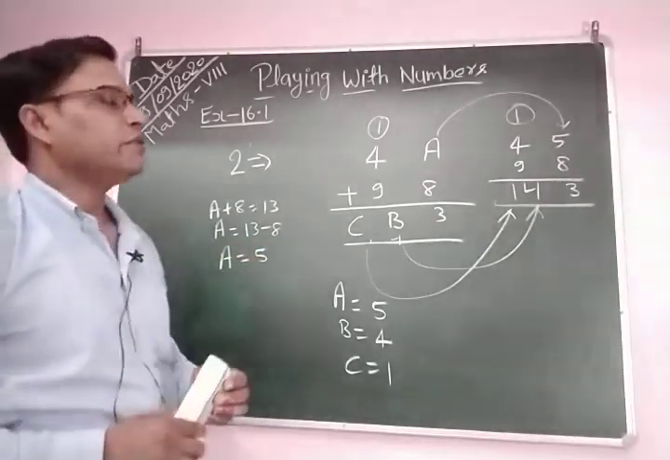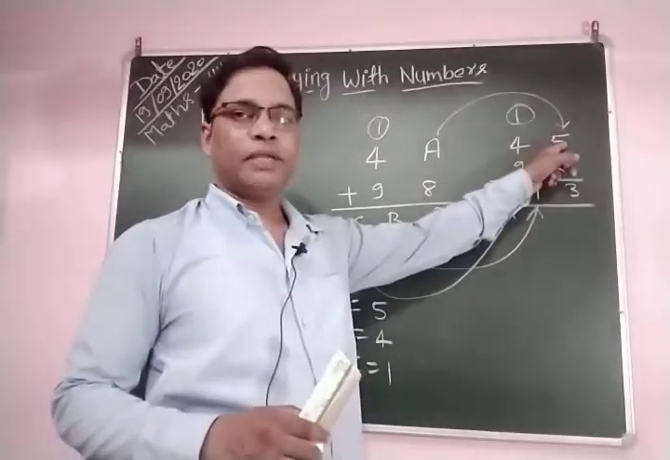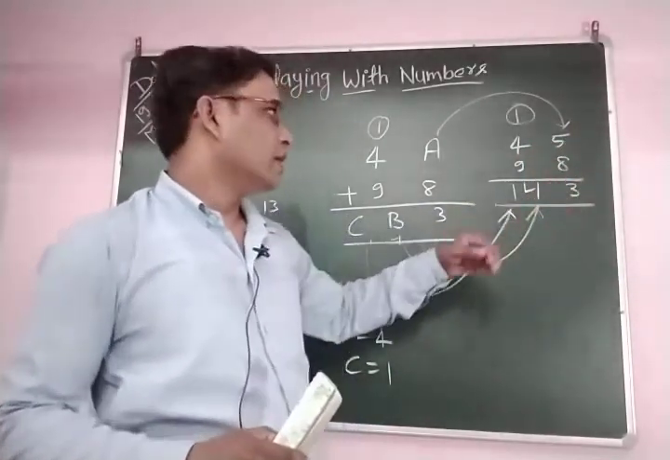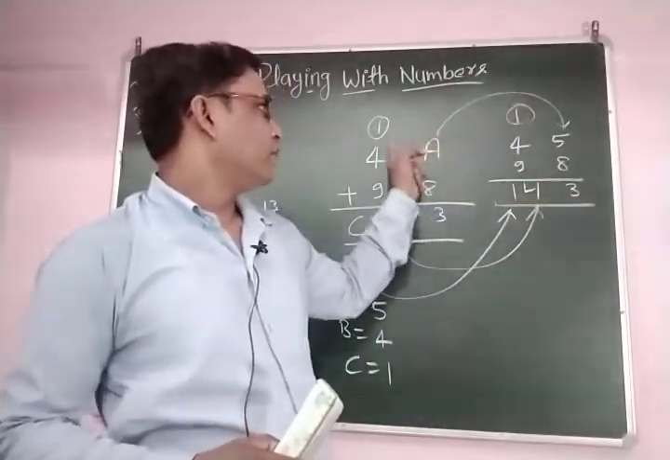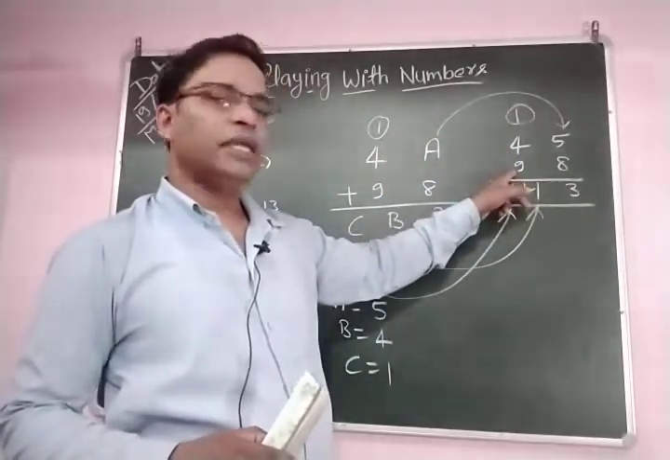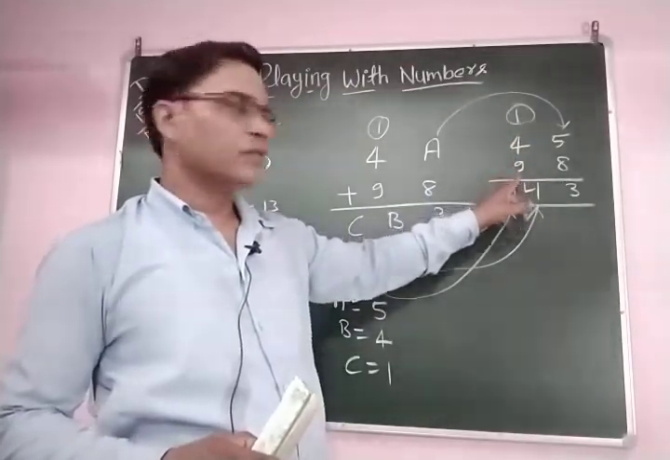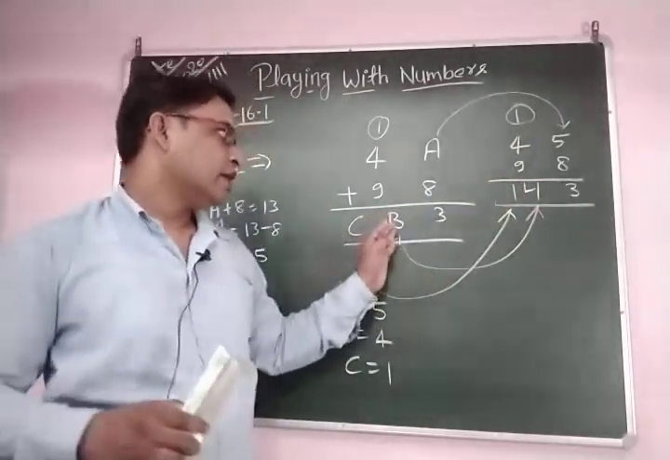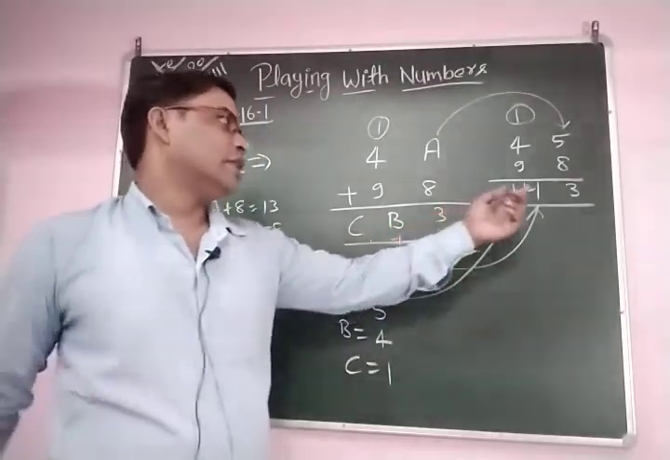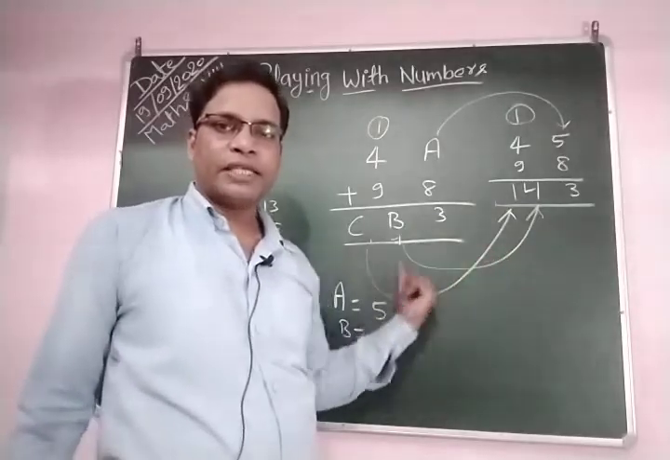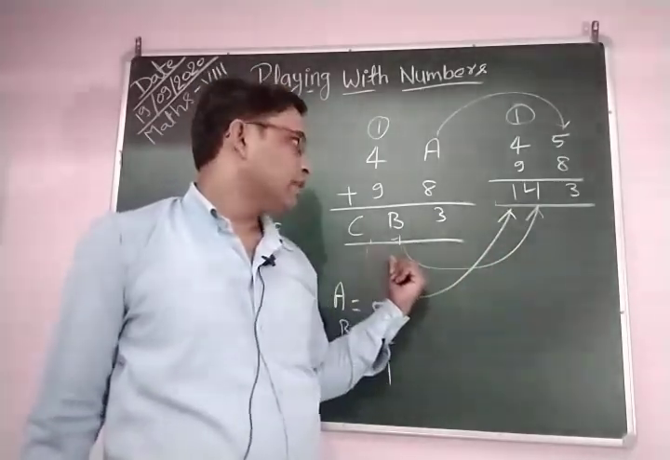Okay, so in this way you put here A replaced by 5. Okay, so 5 plus 8, this is 13. Now again 13, carry 1, here 4, 5, 4, 5, 9, 5 plus 9, this is 14. So you can see here, and this is CB3, here 3, 4, 1. It means that B is replaced by 4 and C is replaced by what? C is replaced by 1.